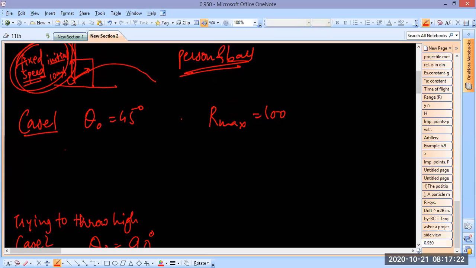So here what we'll do is, from case 1, we will find the initial speed. We will use the Rmax formula. I'm leaving the calculations to you. You have to do it, I'm only telling you. So you will be able to find V0. Okay, done. Write this down, those who have not got 5.